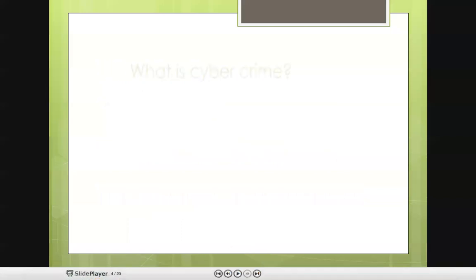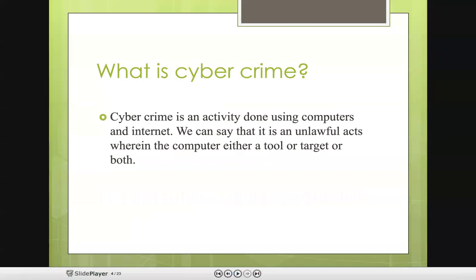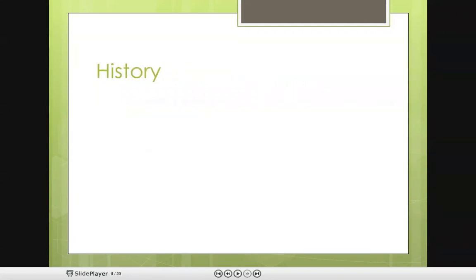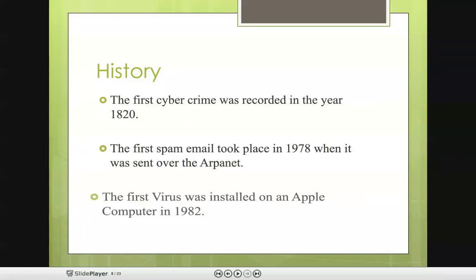What is cybercrime? Cybercrime is an activity done using computers and the internet. We can say that it is an unlawful act where the computer is either a tool or a target, or both. Next, history. The first cybercrime was recorded in the year 1820. The first spam email took place in 1978 when it was sent over the ARPANET. ARPANET was a very big network before the OSI layer model development. The first virus was installed on an Apple computer. See, we say that Apple computers are very good, but even on those they were hacked with a virus.